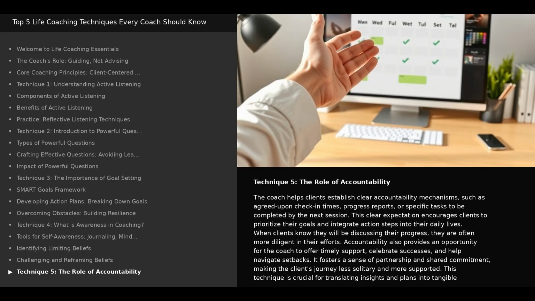This clear expectation encourages clients to prioritize their goals and integrate action steps into their daily lives. When clients know they will be discussing their progress, they are often more diligent in their efforts. Accountability also provides an opportunity for the coach to offer timely support, celebrate successes, and help navigate setbacks. It fosters a sense of partnership and shared commitment, making the client's journey less solitary and more supported. This technique is crucial for translating insights and plans into tangible results and sustained progress.